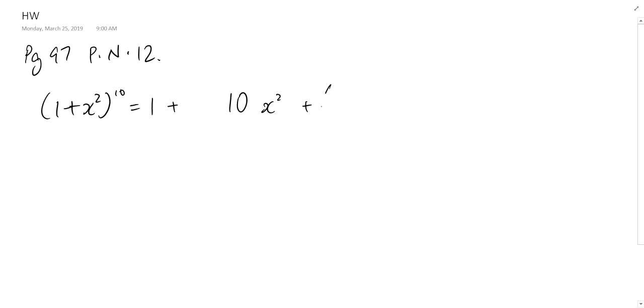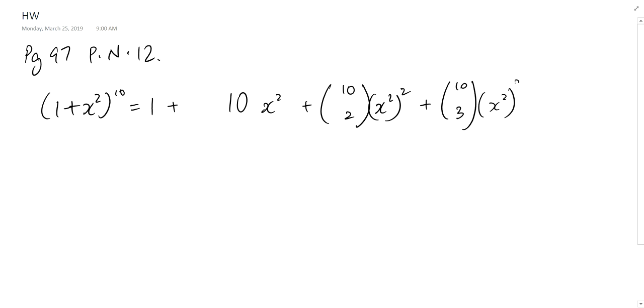Okay, third term, 10 choose 2. 1 to the power of something, don't bother writing down anymore. So now I've got (x squared) to the power of 2. Fourth term, 10 choose 3, (x squared) to the power of 3.